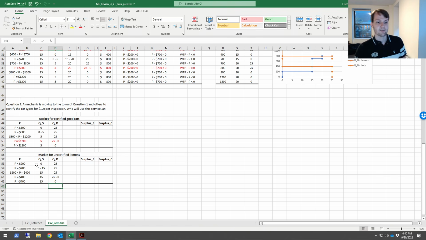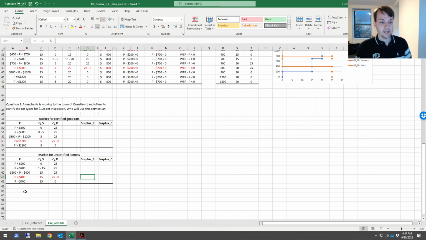Now we compare quantity supplied, quantity demanded. Doesn't match, doesn't match, doesn't match. Matches. And we have found that if there is this mechanic moving into the town and offering the service, we can theoretically get an equilibrium of $1,200 in the market for certified good used cars and a value of $400 for the lemons. The last thing we need to do to make sure that this is actually an equilibrium is we have to make sure that the total surplus for the owners of good cars and lemons respectively is higher than, or at least as great as, in question 1.